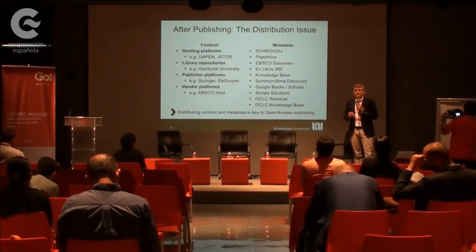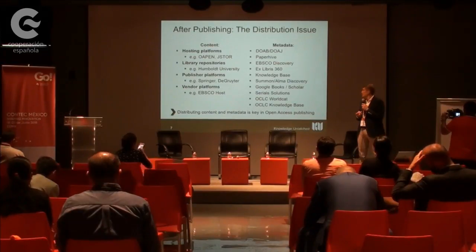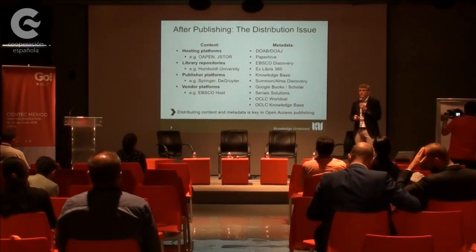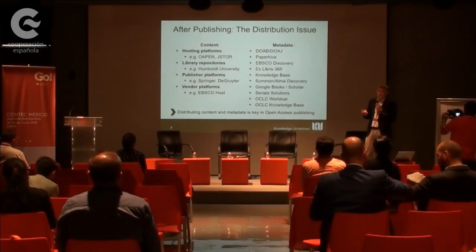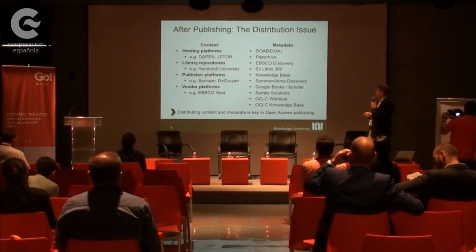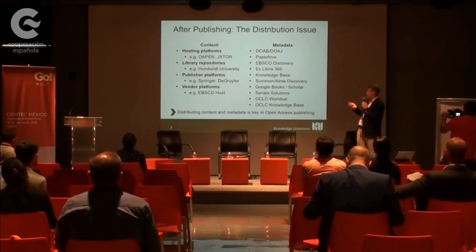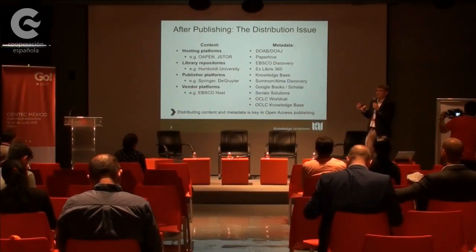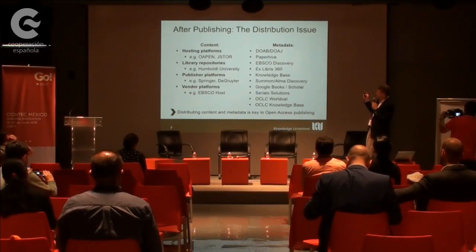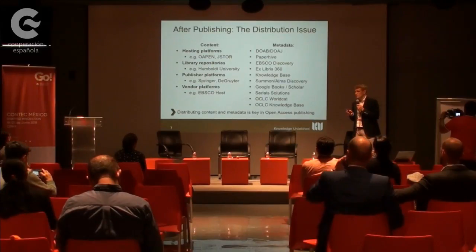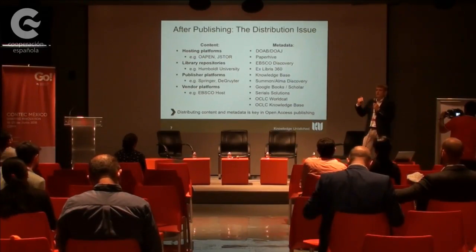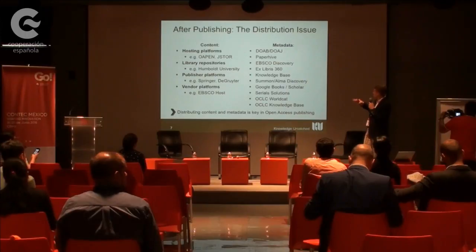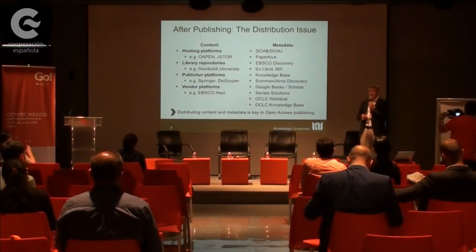So what happens after you decide to make your content open access? You basically have 2 levels. On the one hand you have content, and on the other hand you have the metadata. As for the content, you have hosting platforms, for example, JSTOR and OAPEN, library repositories, publisher platforms, and vendor platforms. These are the big 4 categories where the content is going to end up. The hosting platforms, OAPEN and JSTOR, if you don't know them, it's worth taking a look. It's basically where all of the open access content, or a lot of open access content, is being hosted and distributed to the metadata discovery systems.